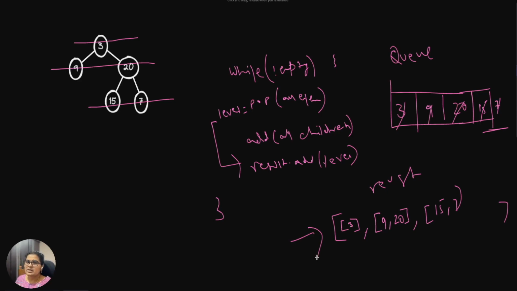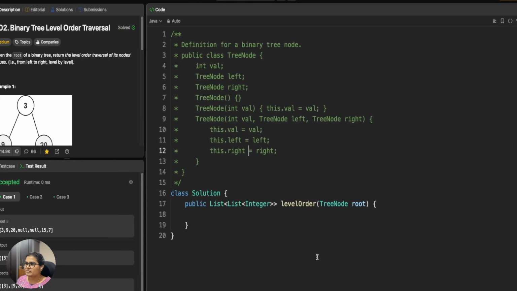Let's write code for this. In the problem itself, we are given this tree data structure already. So we are given a tree node which has a value, a left child, and a right child. The input to the problem is directly the root, which is represented by that tree node. For this problem, we are doing BFS, so we need a queue. Let's initialize a queue first.